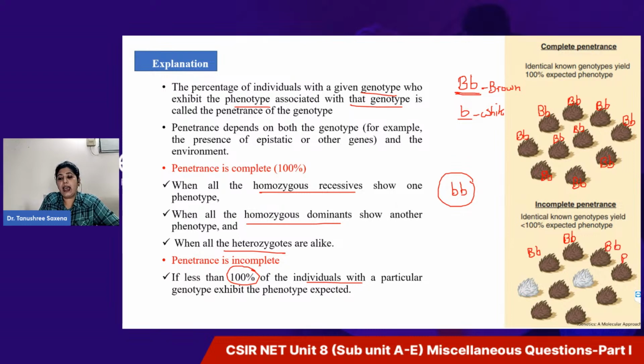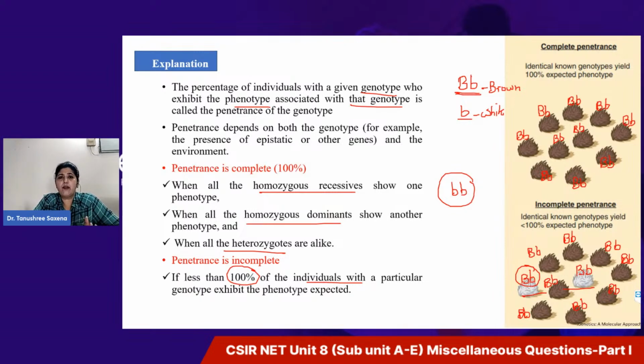Like here, all the leaves that you see have the heterozygous genotype. So they all should show brown color of the leaf. But you can see that out of these leaves, two are not showing it. So in that case, penetrance is not complete, it is incomplete. Ideally, they should show brown, but they are showing white, right? So therefore, penetrance is not complete.